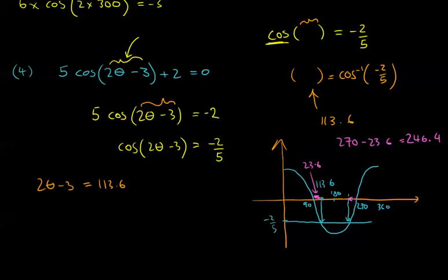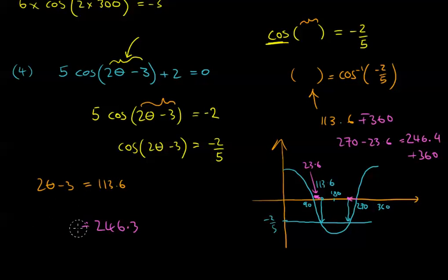Okay, so that second solution, 2 theta take away 3, could also equal 246.4. So there's two possible things. It could equal 113.6 or 246.4, or I could keep adding 360 to this and get another answer, or I could add 360 or take away 360 to this and get negative and positive answers, and so on. So let's work out what theta could be.